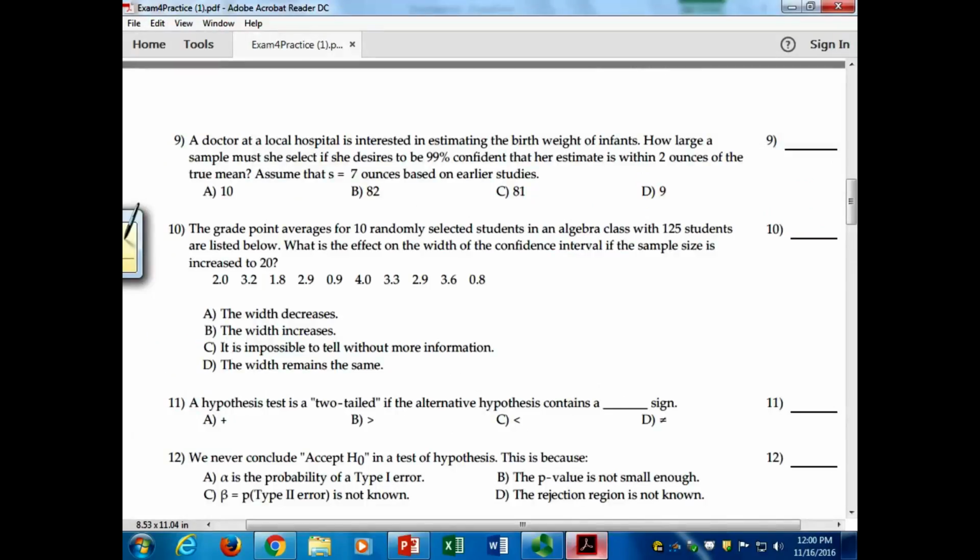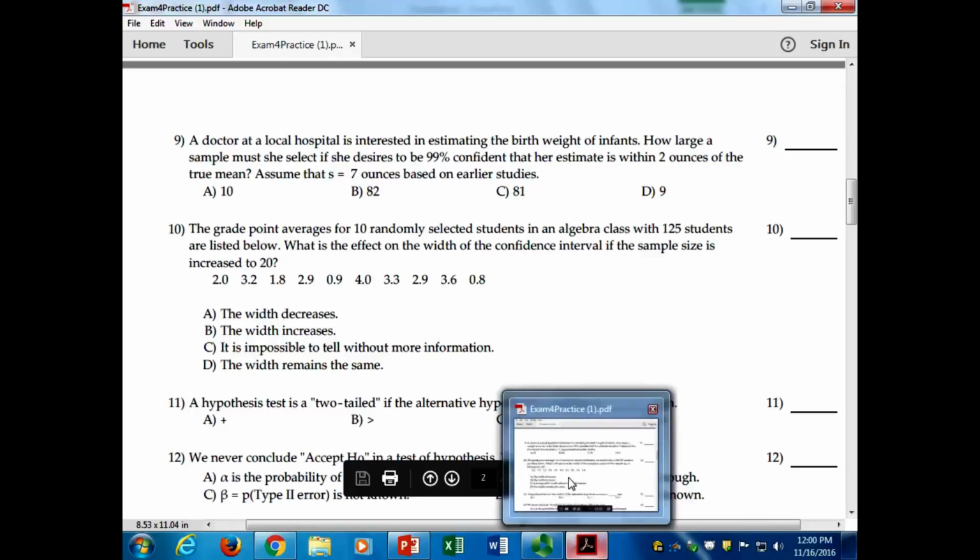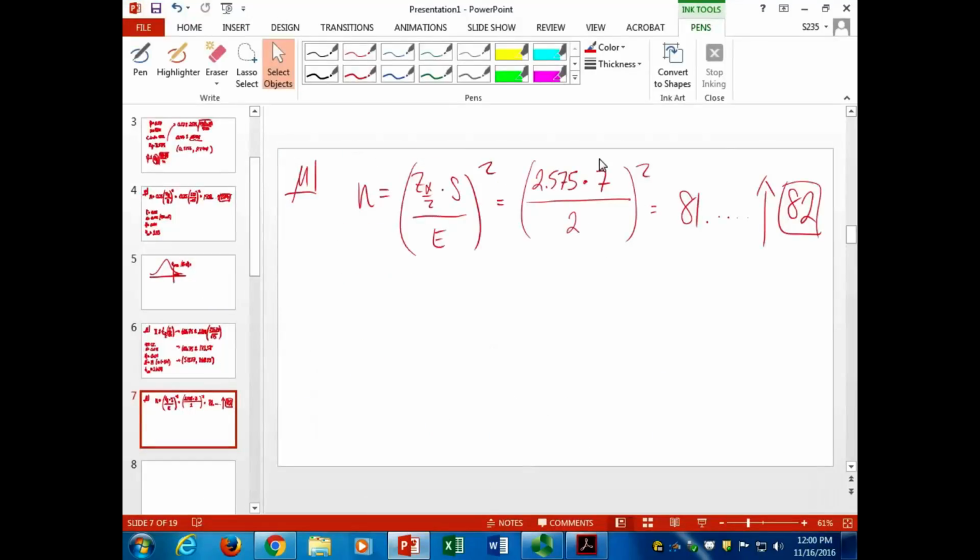So what is it? 82. Would it be 82 or 81, because it was 81.22? For sample size, we're always trying to be conservative. We would rather oversample than undersample. So we don't actually follow rounding rules. We just always go directly to rounding up.